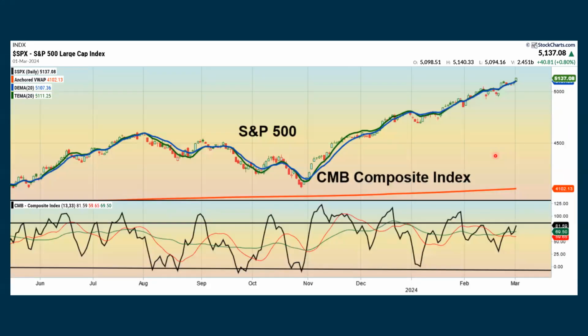This is the CMB Composite Index. I also use this like an oscillator. When we get above this black line or below this lower black line, that's when I really start to notice this chart. Right now we're going up, but we're not getting an extreme reading.